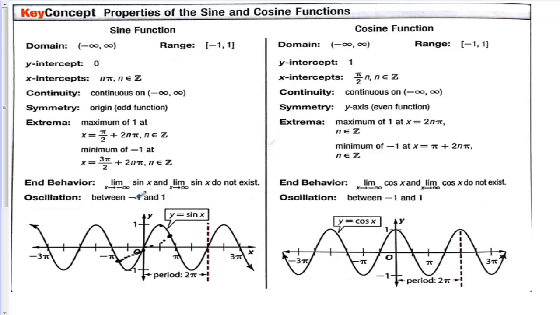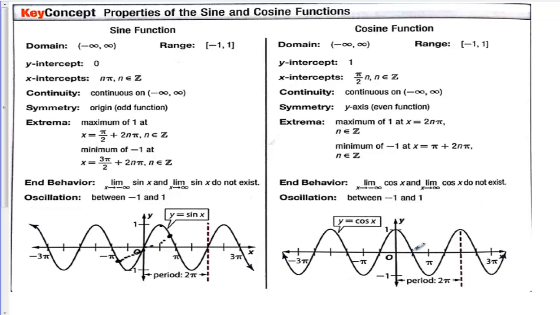And this oscillates between -1 and 1. Cosine function is very similar. The domain is negative infinity to infinity, range -1 to 1, but the y-intercept up here is at 1, not 0. The x-intercepts, this happens to be wrong. This is wrong in your book.